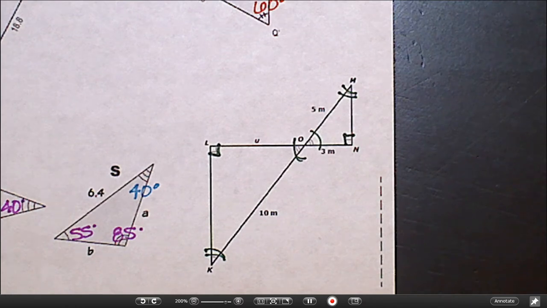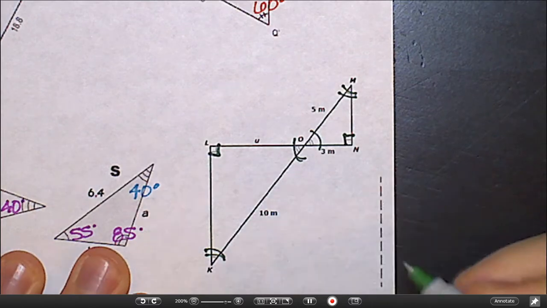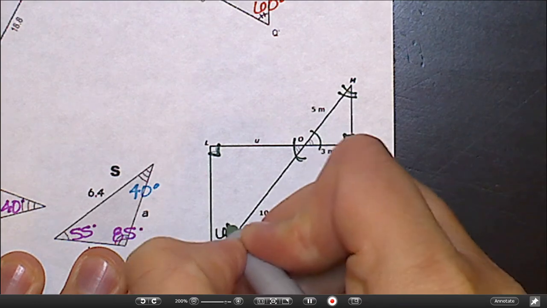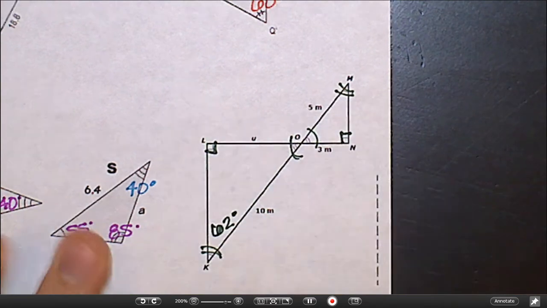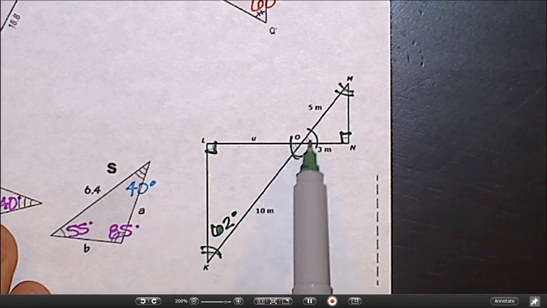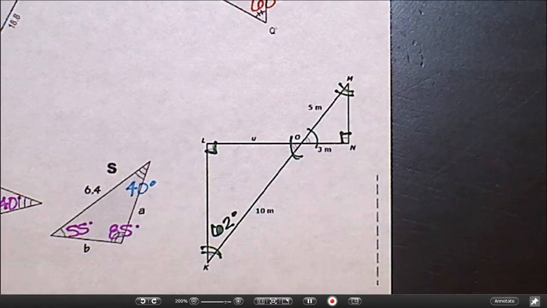So I'm only going to give you one piece of information. Angle K is 62 degrees. And that's all I'm going to tell you. So I'd like for you to go ahead and try to figure out the other 3 angles that you're missing. I'm going to give you about 30 seconds.